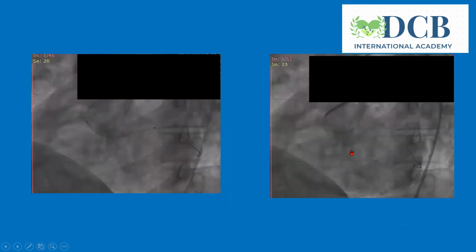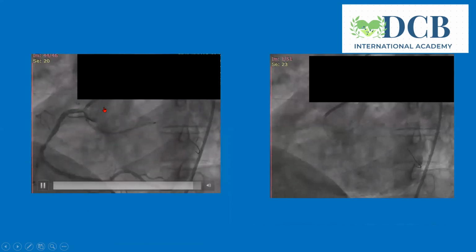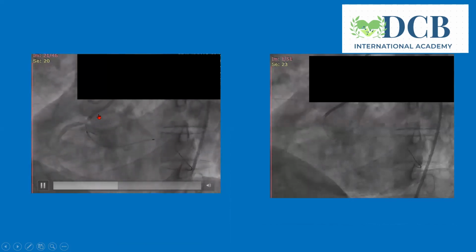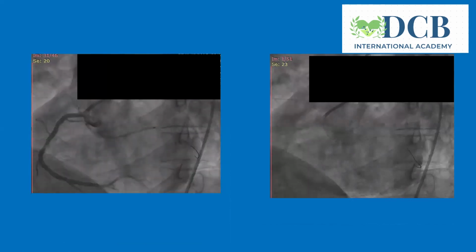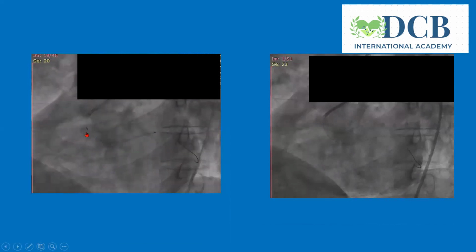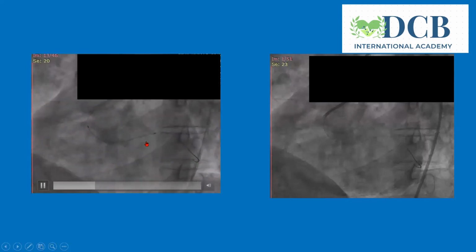So then we proceeded with PCI to the same, and the support was not good from the radial access, so we had to take femoral access, and this is an Amplatz right one guide catheter, and it was wired with Fielder XTA, and then changed over to a Cyan blue wire and pre-dilated. It was not very hard. Basically, it was like a subtotal occlusion. It was not like a proper CTO. And then after pre-dilatation, we put a 3.0 by 48 millimeter stent.